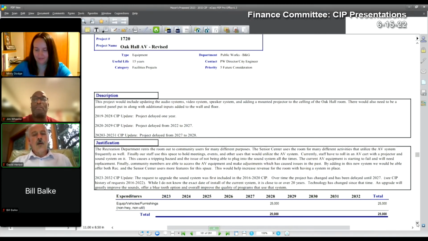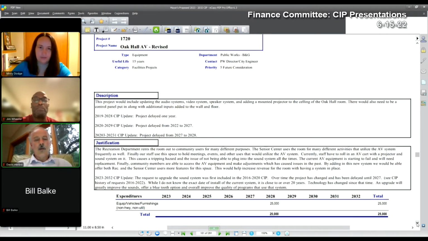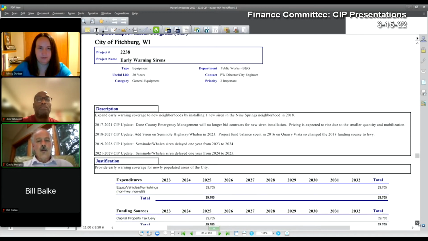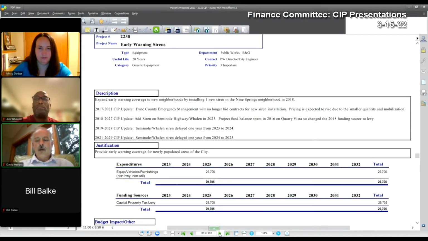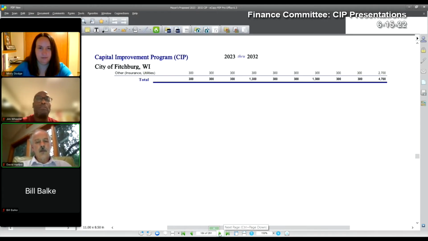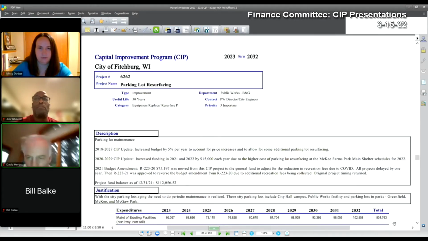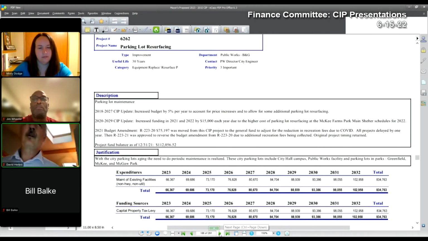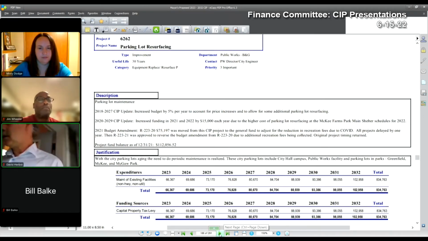1720 Oak Hall AV revised. That's also an existing project since 2016. Needs to update the equipment. Revisions in regards to this year's budget move that project from 2027 to 2028. 2238 early warning sirens, no revisions to this project from the past CIP. 6262 parking lot resurfacing, that's for city-owned parking lots, no revisions from previously approved CIPs.